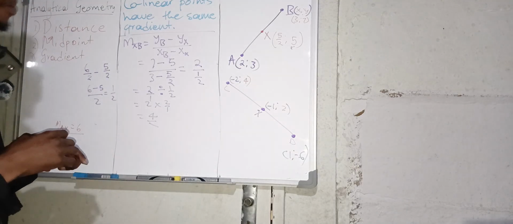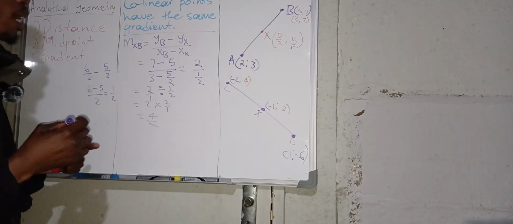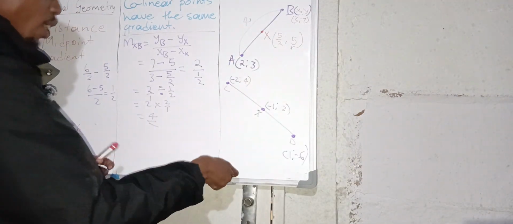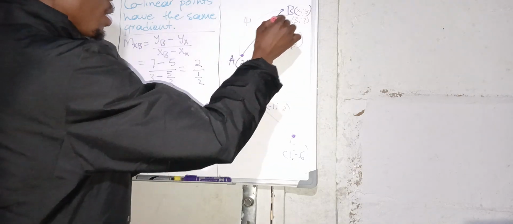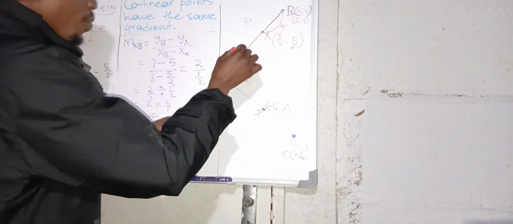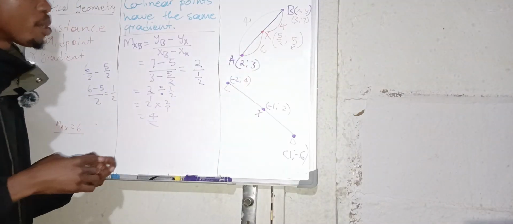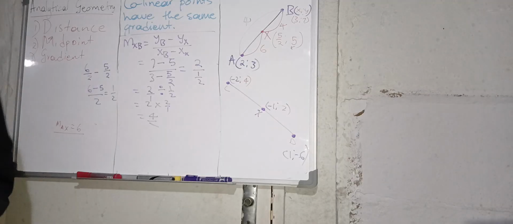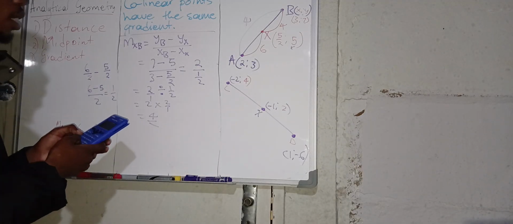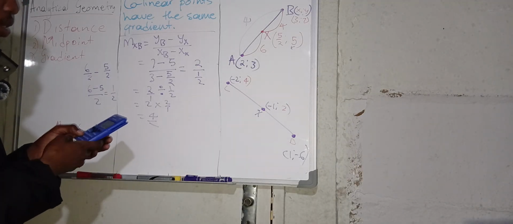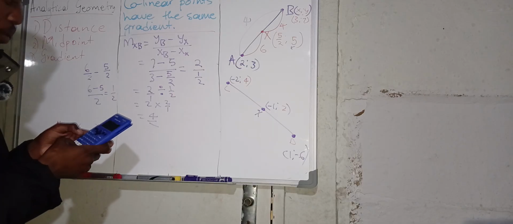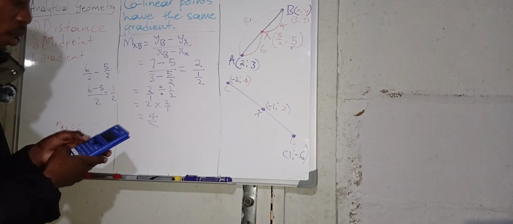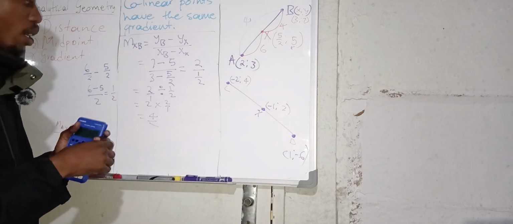Now, there's something that I am realizing here. Gradient of line AB is 4. And then the gradient of this line is 4. But the gradient of this line is 6. What could be the problem? Let me check if maybe what I've done was not a problem. 5 over 2 minus 2. I am the one who made a mistake.